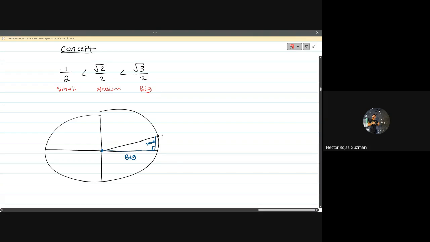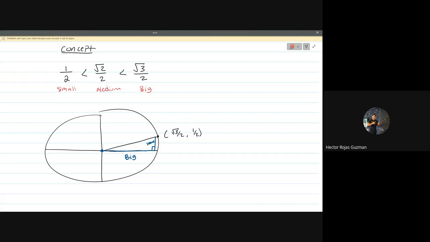The coordinates are big and small. Just like that. You got to remember your three fractions. Your fractions are 1, 2, 3, small, medium, big. And that's basically it. Let's try it again.